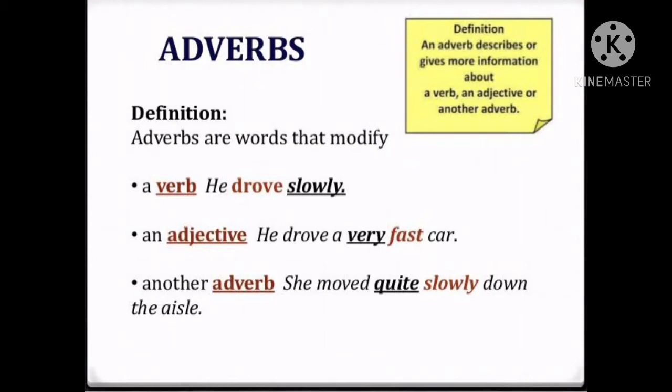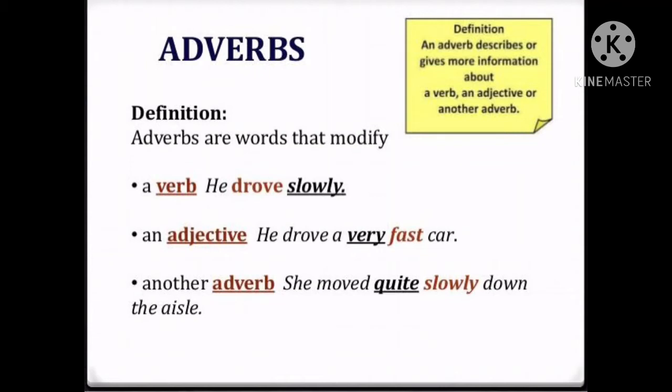So what are adverbs? Adverbs are the words that modify a verb, an adjective, or you can say another adverb. In other words, you can say an adverb gives you more information about a verb, an adjective, or an adverb. Now let's learn through some examples. Here are basically 3 examples that tell how an adverb modifies a verb, an adjective, or another adverb.